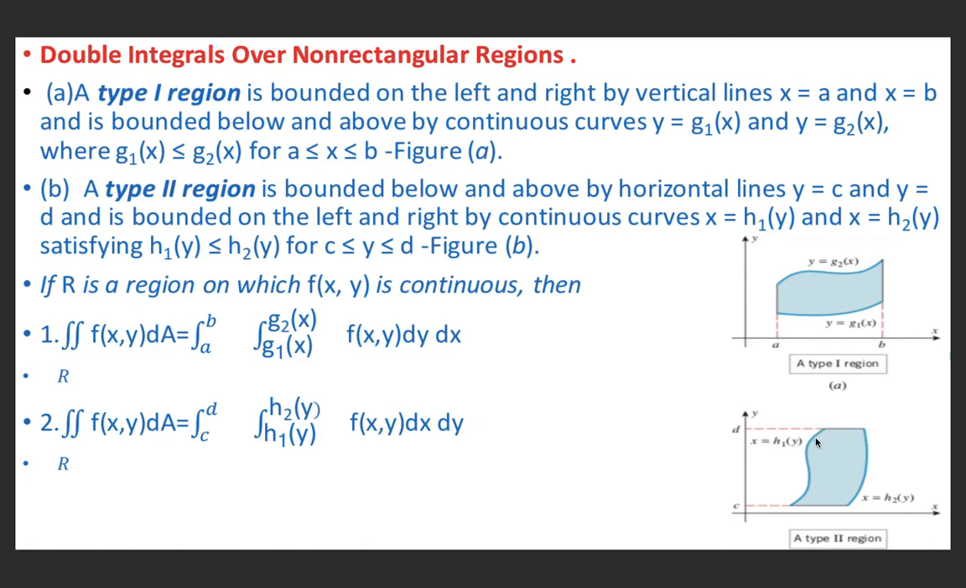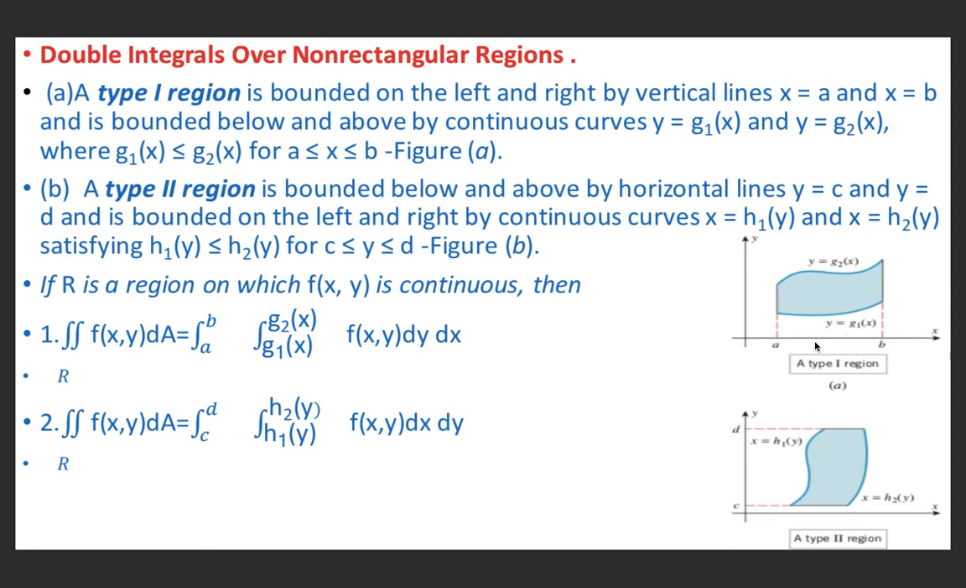On the left, it is bounded by the continuous curve x equal to h1(y), and on the right by the curve x equal to h2(y). Of course, h1(y) is less than or equal to h2(y), and y lies between c and d. So this portion, which is shown in blue, is the type 2 region. Y varies from c to d, and x varies from h1(y) to h2(y).